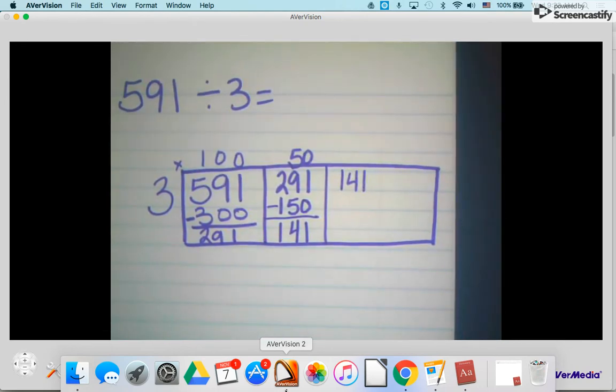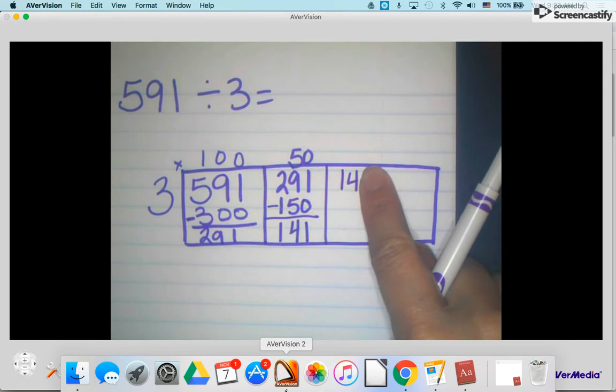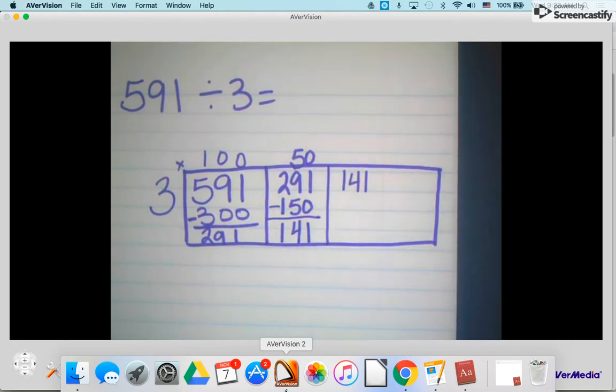Okay, now I'm going to say how many times will 3 go into 141? We'll cover up that last digit and think about how many times 3 will go into 14. 4, 5. 5 times 3 is 15, so that's too big, isn't it? So let's try 4. What's 3 times 4? 12. Good. 3 times 4 is 12, and I have 141.